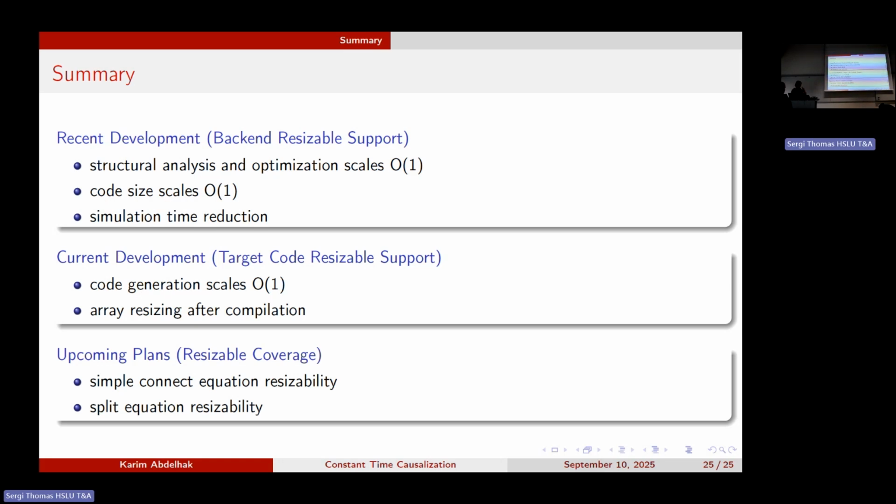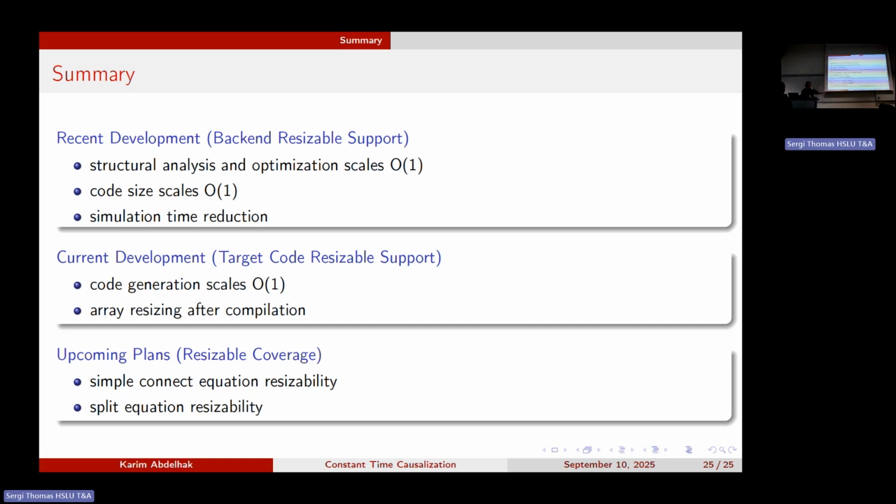And last but not least, the real improvements will be simple connect equation resizability. We have ongoing work with Exergy and with Francesco Casella for certain industry-grade models to actually apply this resizability. And for that, we need simple connect equation support such that it can handle those.